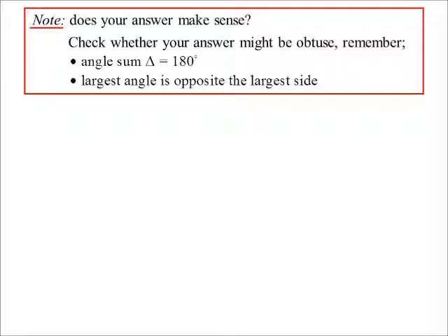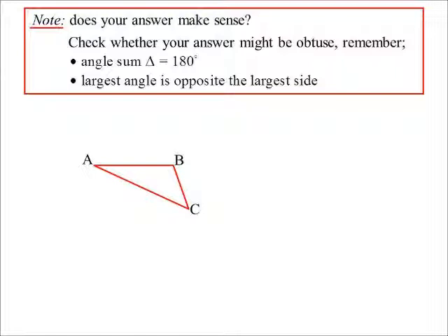Because clearly, if it is going to be obtuse, it must be opposite the largest side. And if you know a couple of the sides of the triangle, that might help you. Sometimes it's not possible, and in that case you'd have to write down two possibilities. It might be acute, it might be obtuse.